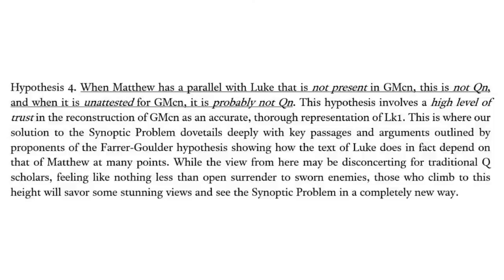And then the next hypothesis is what you do with this gray literature, you might say. When Matthew has a parallel with Luke that isn't in Marcion's gospel, then I would say that is not Q. So those are things we should strike from Q if Matthew and Luke align but it's not in Marcion's gospel, right? That's probably a later alignment. It's not a Q text. And when it's unattested in Marcion's gospel, it's probably not Q.